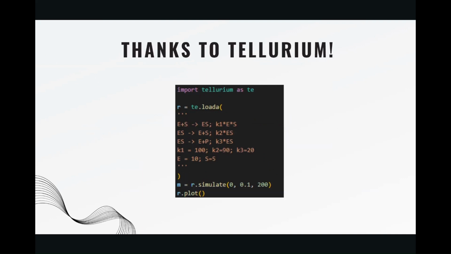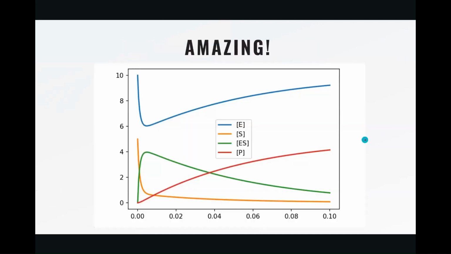We can import Tellurium and set up our model with just a few lines of code. We'll set the initial conditions and then easily simulate and plot the model. And when we run this code, voila! For those of you who love chemistry, we can see that after the immediate spike in enzyme substrate binding shown in green, as the substrate concentration decreases, the enzyme gets less saturated, leading to more free enzyme shown in blue, and the product in red accumulates over time.